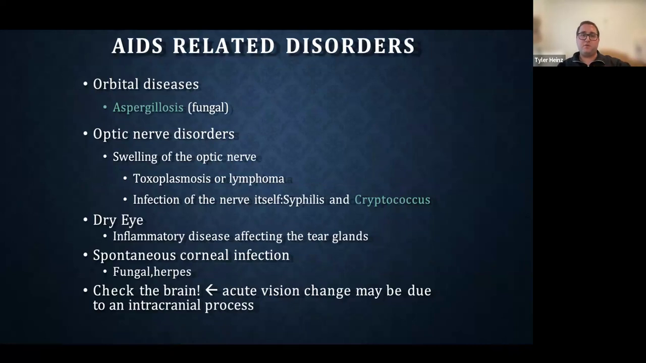Now, moving into a little more of our AIDS-related disorders, we have our orbital diseases like aspergillosis, which is again fungal. We have some optic nerve disorders, like swelling of the optic nerve, which can be caused by toxoplasmosis or lymphoma. And of course, infection of the nerve itself could be from syphilis or cryptococcus.